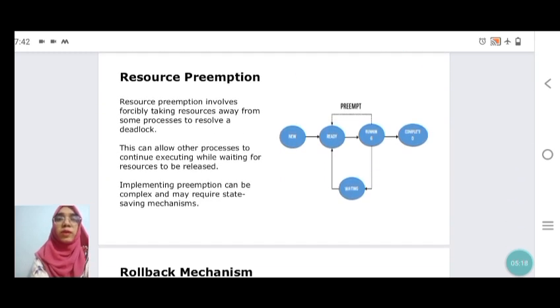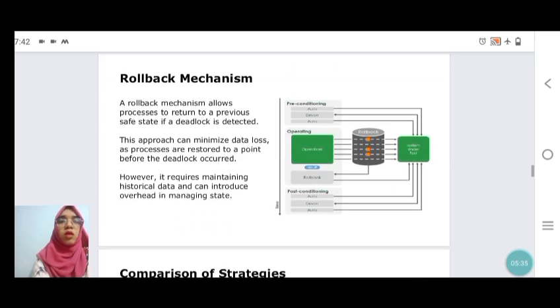Resource preemption. Resource preemption involves forcibly taking resources away from some processes to resolve a deadlock. This can allow other processes waiting for resources to proceed. Implementing preemption can be complex and may require state saving mechanisms.